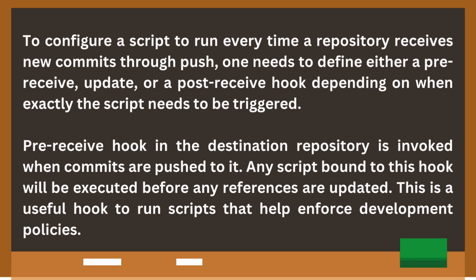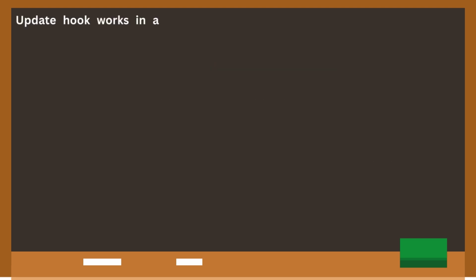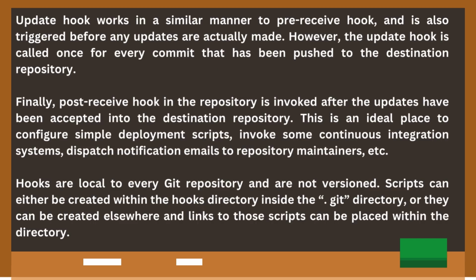Pre-receive hook in the destination repository is invoked when commits are pushed to it. Any script bound to this hook will be executed before any references are updated. This is a useful hook to run scripts that help enforce development policies. Update hook works in a similar manner to pre-receive hook, and is also triggered before any updates are actually made. However, the update hook is called once for every commit that has been pushed to the destination repository.